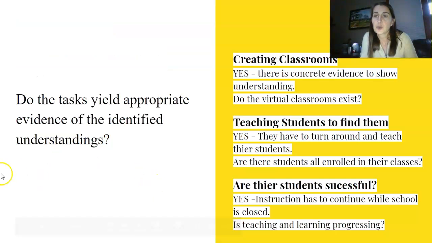Did the task yield appropriate evidence of the identified understanding? So my job was to teach these teachers to create their own classrooms and teach them enough so that they could teach their own students. So the task is creating a Google Classroom. Yes, there's concrete evidence because do the classrooms exist or not? The good news is they all do exist.